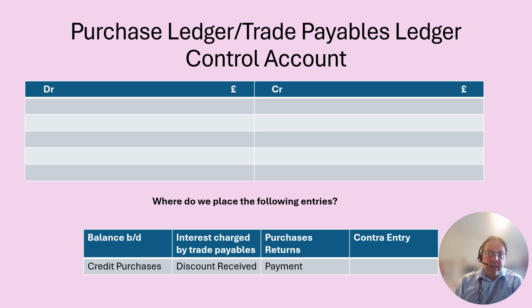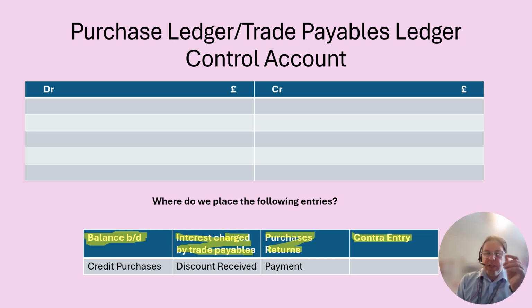When we're looking at these entries at the bottom, what we're reviewing is whether they would increase or decrease the control account. Obviously the balance brought down means we owe money from the previous period, so that would go up on the credit side. Any interest we're charged by trade payables, because we've been too slow in paying them, increases the amount we owe, so that goes on the credit side. Purchase returns, or returns outwards, decrease how much we owe because we've returned goods, so that will go on the debit.